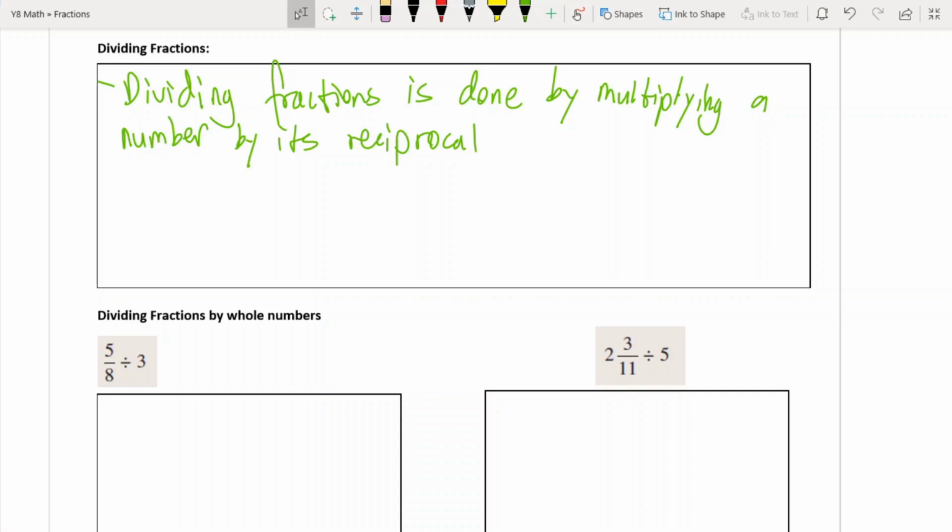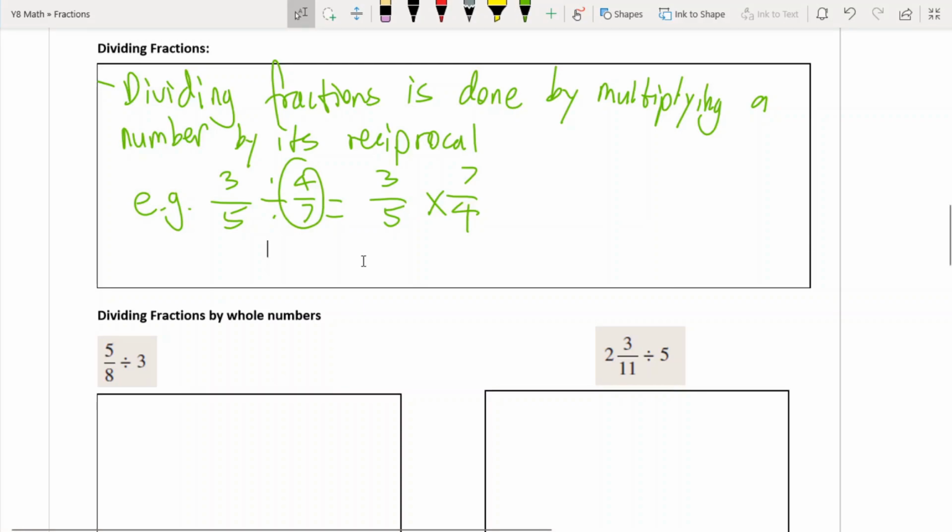Alright, so now let's move on to dividing fractions. Let's write this down in your exercise book or your worksheet as well. Dividing fractions is done by multiplying a number by its reciprocal. So for example, this just means if we're dividing 3 over 5 by 4 over 7, that simply becomes 3 over 5 times 7 over 4. So we're just swapping the number we are dividing by here. You can pause and write it down if you need.